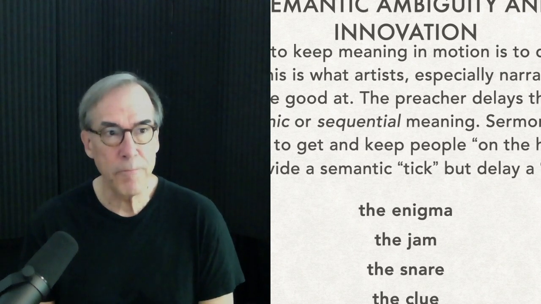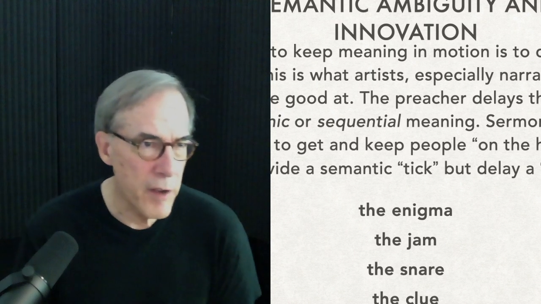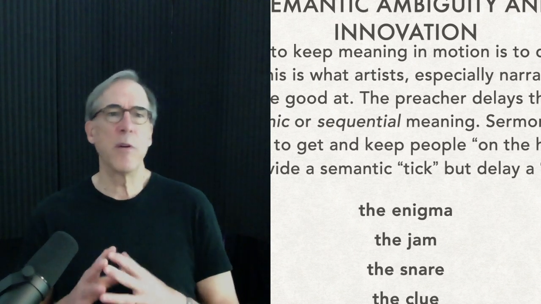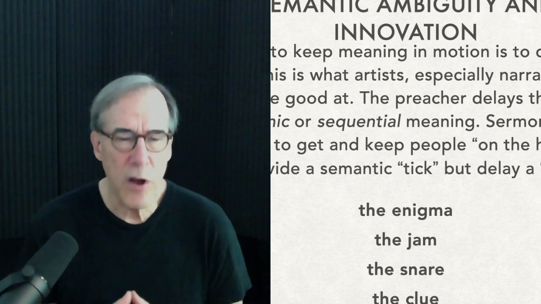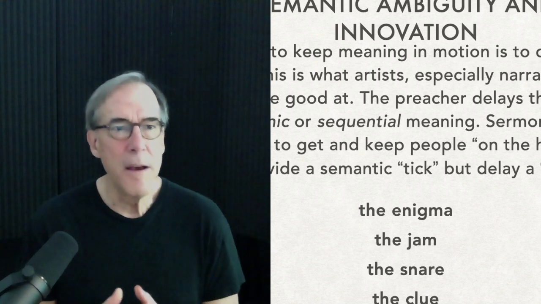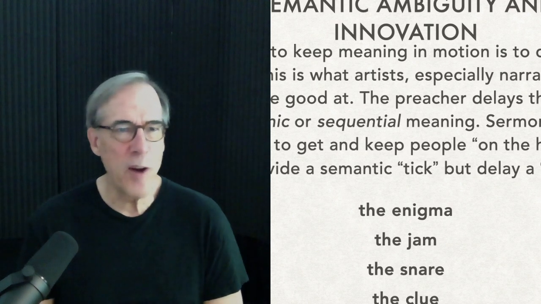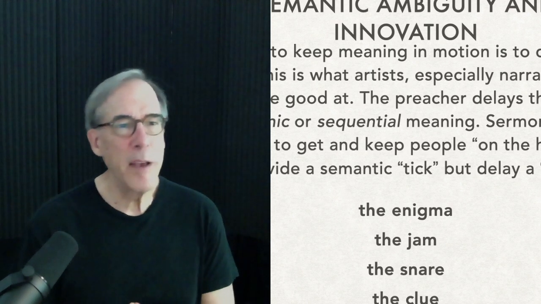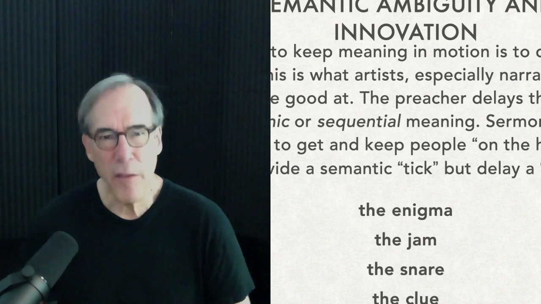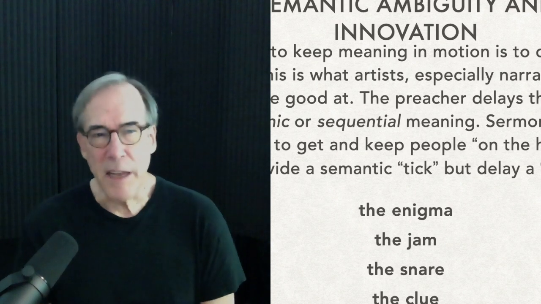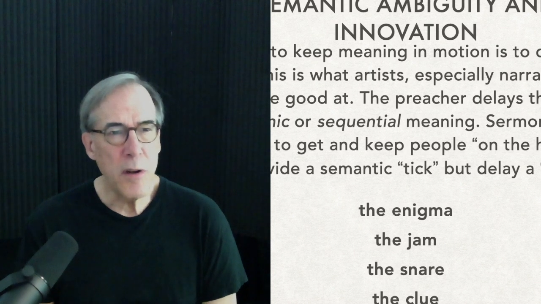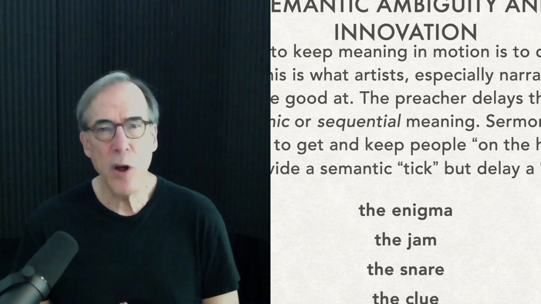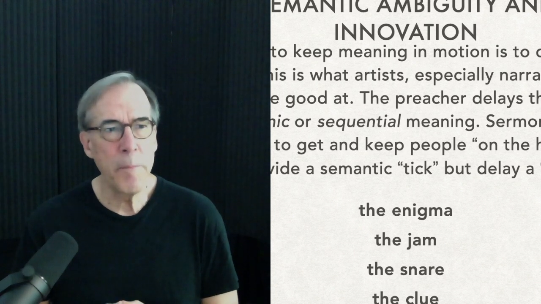Fourthly is the clue. A clue is a partial resolution or a glimpse of what might be most significant in resolving the enigma at hand. In some crime dramas, the clue is delayed till the very last second, and then we begin to see how everything unfolds and makes sense. So a clue is a partial resolution or a glimpse of what might be most significant in resolving the enigma.